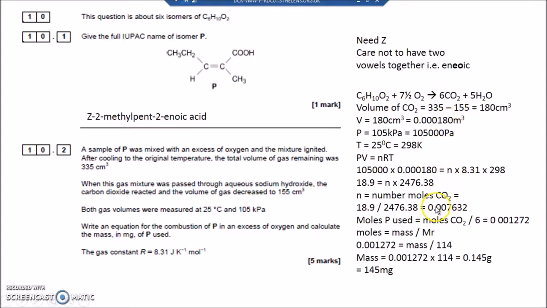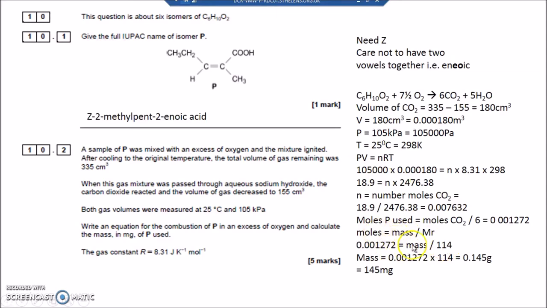So if I've got 0.007632 moles of carbon dioxide, the amount of P used, C6H10O, must be a sixth of that. So I'll take this number and divide by 6, and now it works out as 0.001272, which is the number of moles of P. Now I've got the number of moles of P, I can work out the MR of P. Every carbon's a 12, every hydrogen's a 1, every oxygen's a 16, and the MR will come out to be 114.